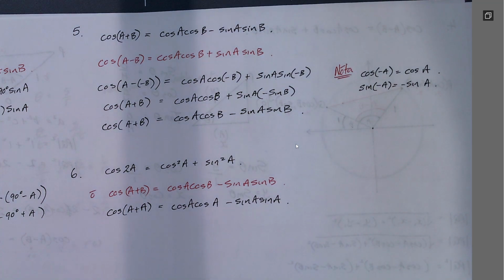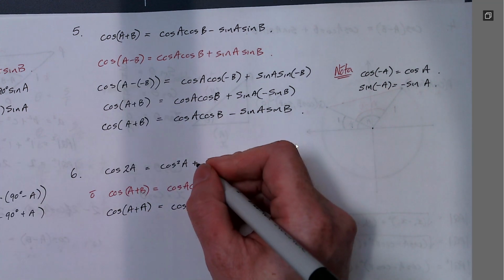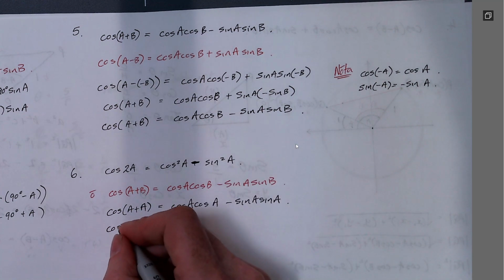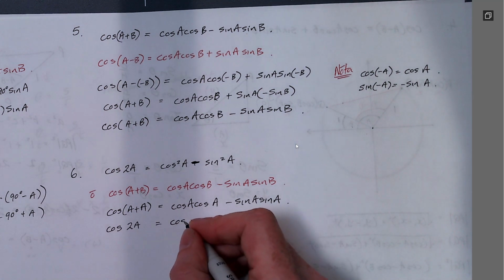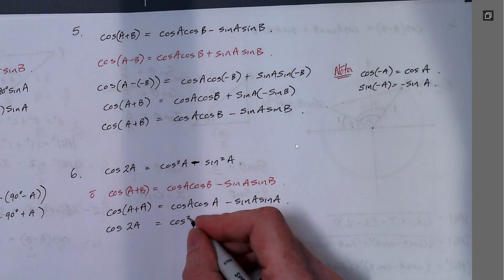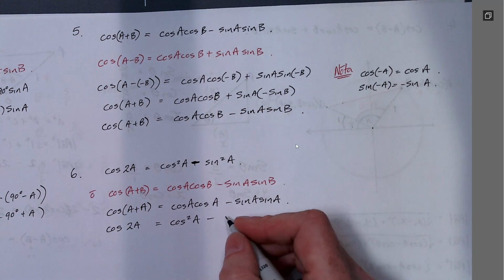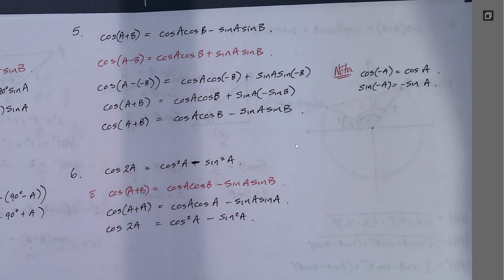So the next one, cos 2A equals cos A cos A, which is cos squared A minus sin squared A. And that's the formula. Fairly straightforward.